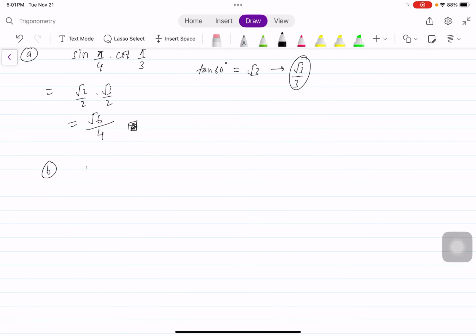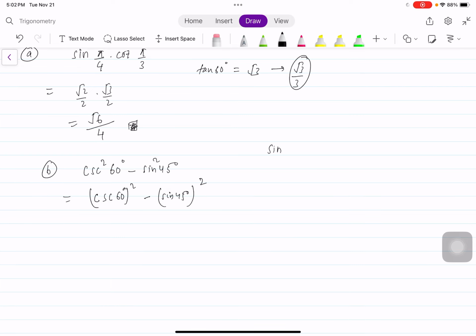Another problem: cosecant square 60 degree minus sine square 45 degrees. First of all, what does this mean? This means cosecant 60 degree whole square minus sine 45 degree whole square. So remember, sine theta times sine theta we always write in this fashion, sine square theta. This is not true, this is true.